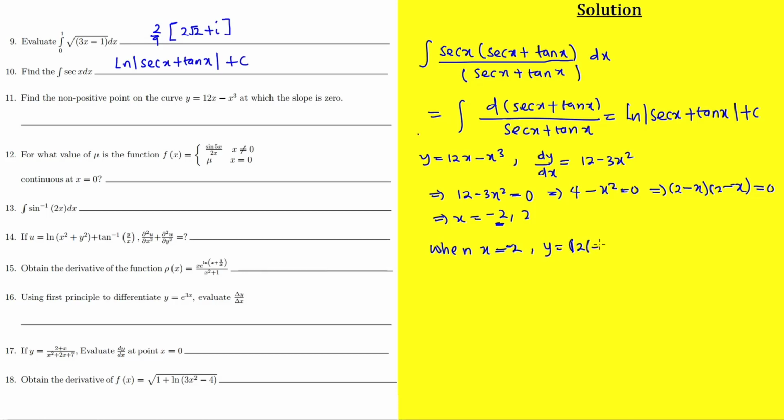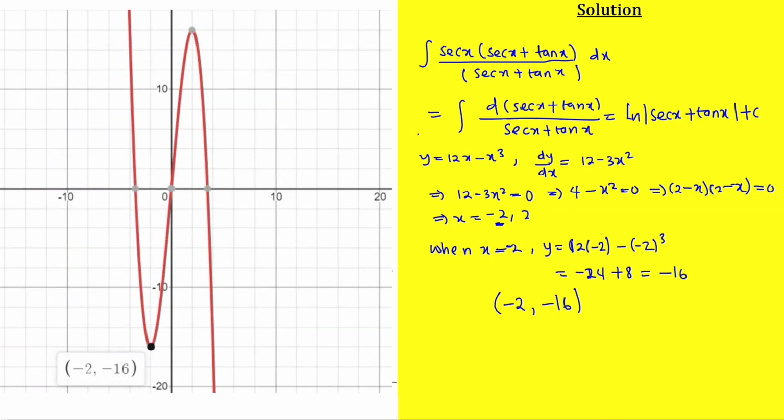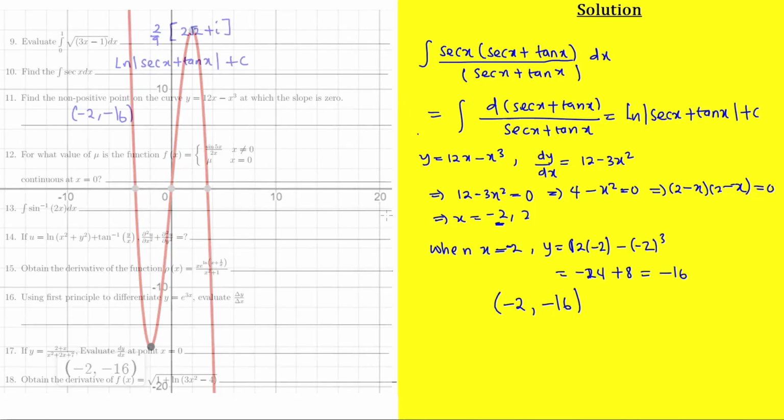12 multiplied by minus 2, then minus 2 raised to power 3. This will give me minus 24, then plus 8. So minus 24 plus 8 will give me minus 16. So the non-positive point here is minus 2 comma minus 16. You can see that displayed in the graph on the left hand side of the screen. Alright, so let's move on to the next question.